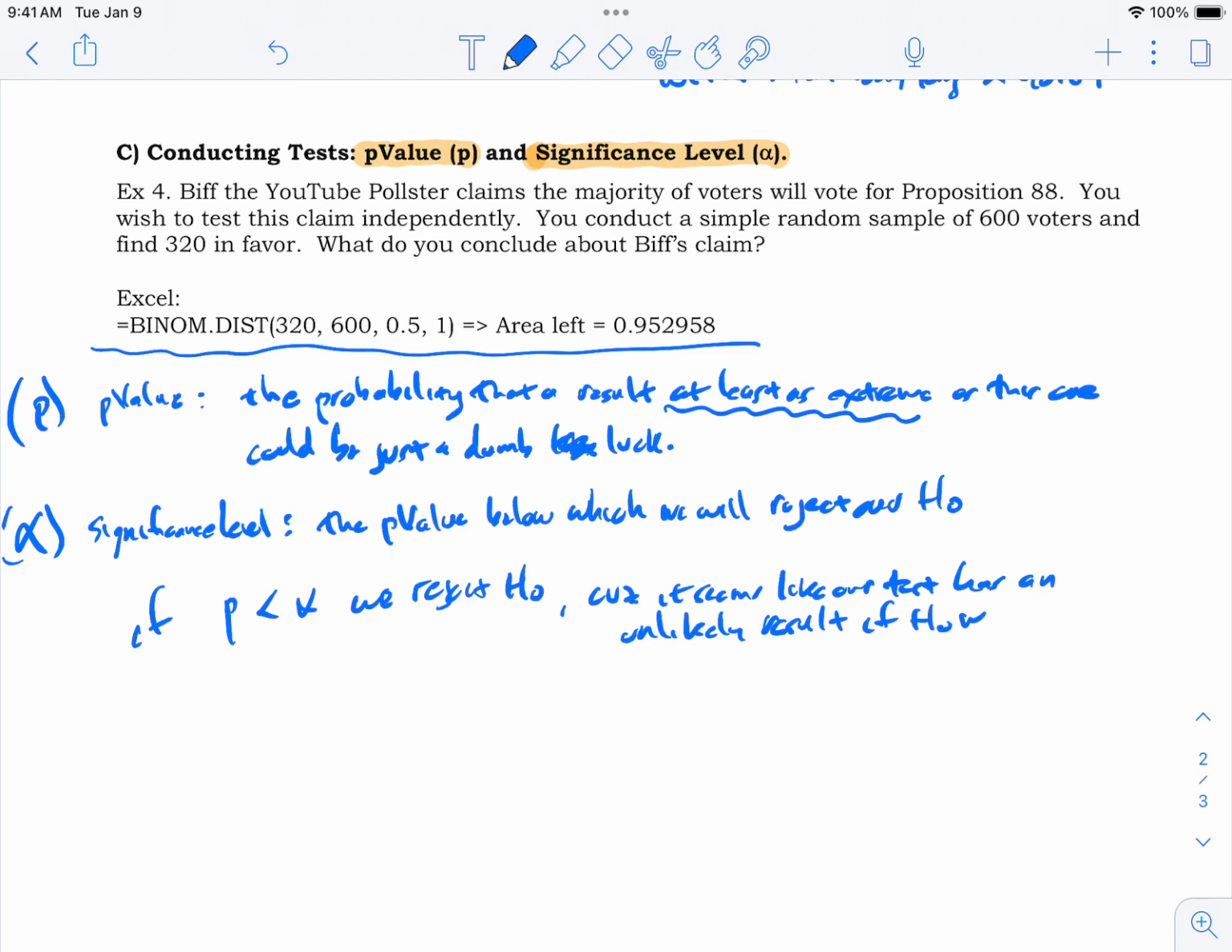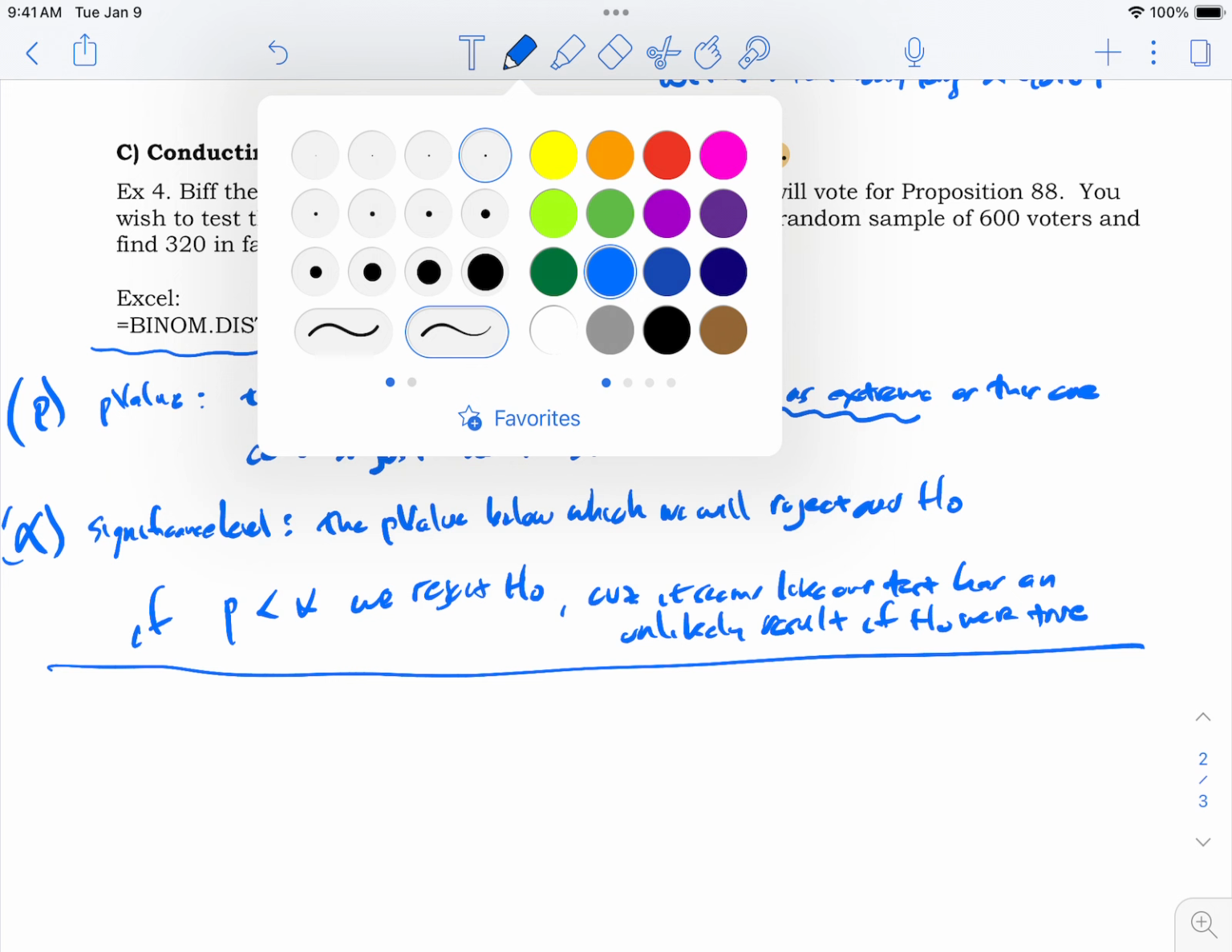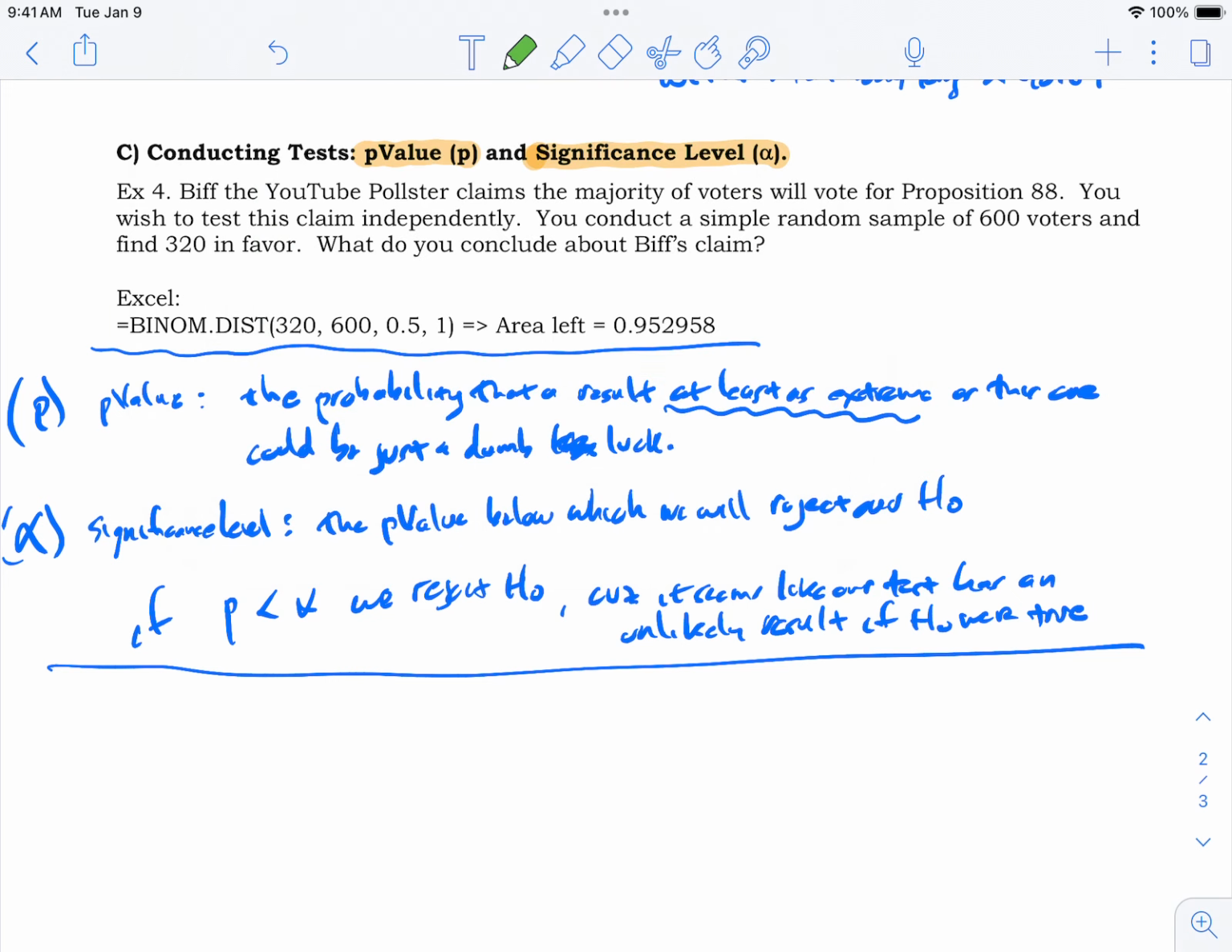If h naught were true. So let's look at this problem here. Let's get this stuff out of the way. Let's switch colors. What do we got here? Give me the green. Okay.